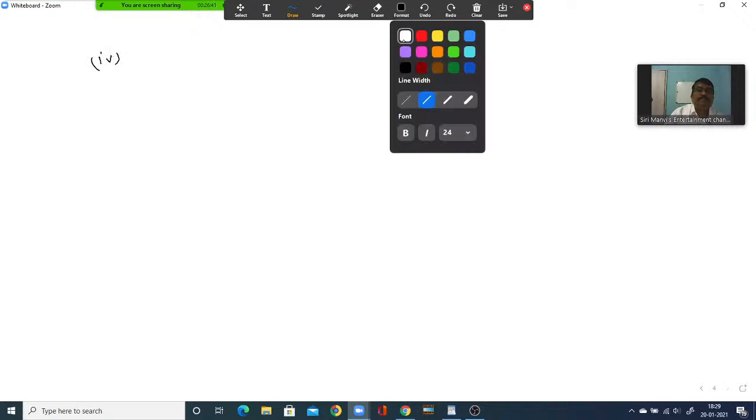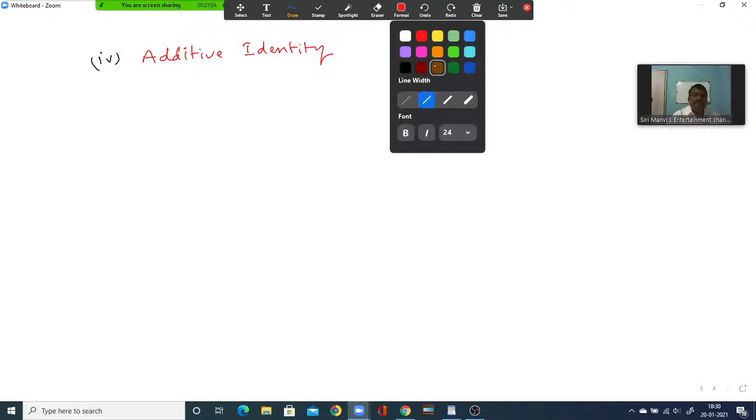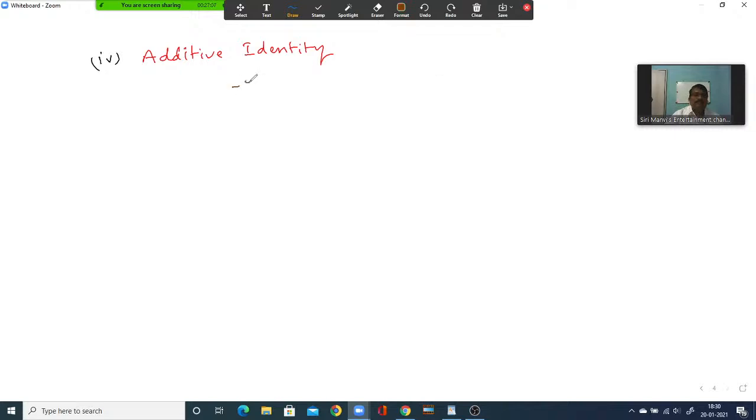Associative property under addition. Next, fourth one. So I am going to take additive identity. Please observe these examples carefully. So I am going to write. First, minus 2 plus 0 is minus 2. No doubt about that.